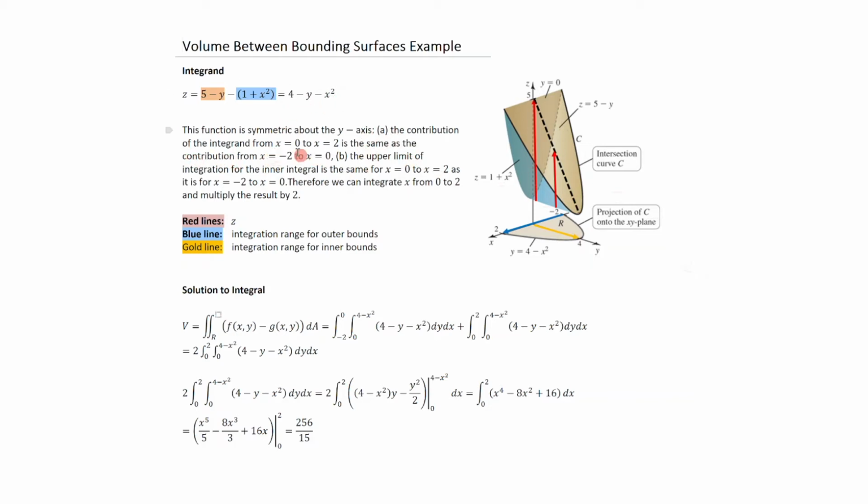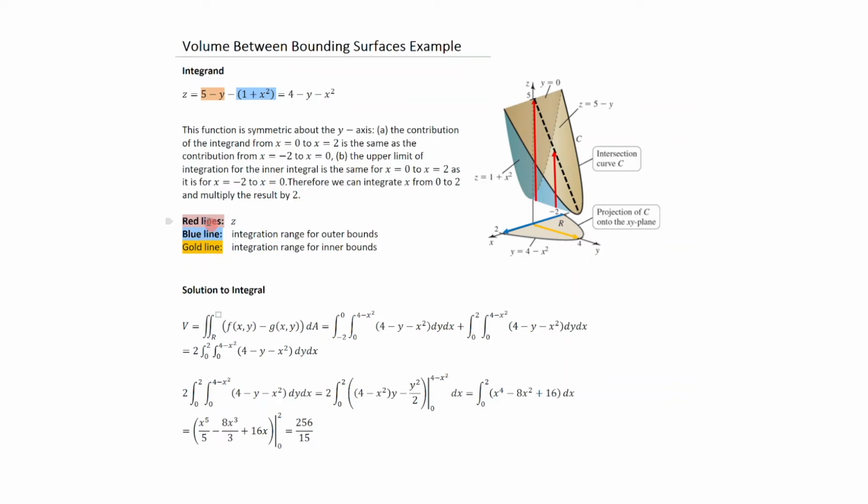So the contribution from x equals 0 to x equals 2 is the same as the contribution from x equals -2 to x equals 0. So that's one point to make note of. The second note is that the upper limit of integration for the inner integral is the same for x equals 0 to x equals 2 as it is for x equals -2 to x equals 0. Therefore, we can integrate x from 0 to 2 and multiply the result by 2. That's just a method for simplifying the calculation. Of course, you can do the full integration if you wish. There's no difference. It's just an extra step, which is fine.